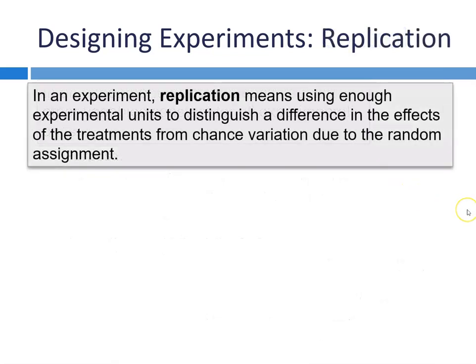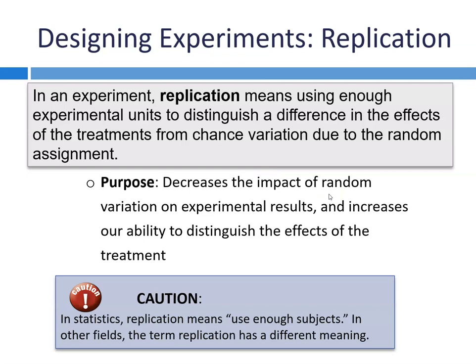And then lastly we're going to discuss replication. Now, replication might not mean what you think it means. In an experiment, replication means using enough experimental units to distinguish a difference in the effects of the treatments from chance variation due to the random assignment. So, why do we do this? Because it decreases the impact of random variation on the experimental results, and it increases our ability to distinguish the effects of the treatment.